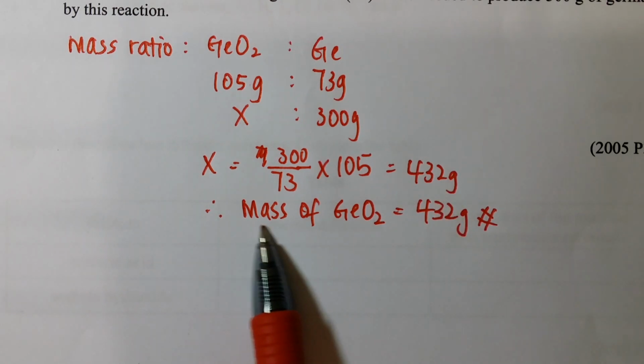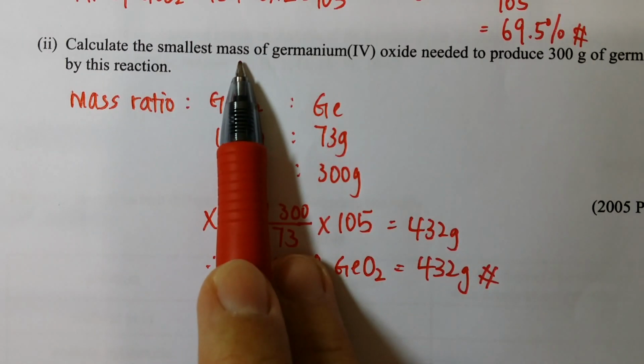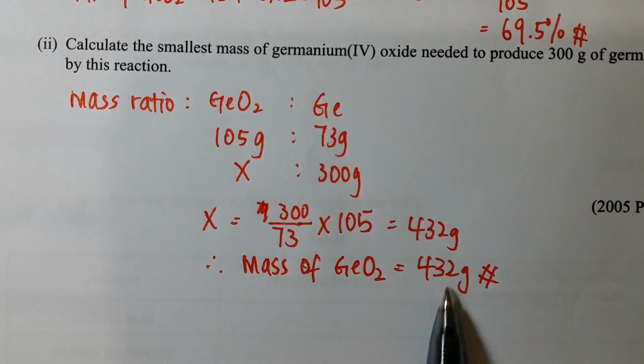Then write down, answer the question, because the question asks you mass of germanium 4 oxide. So equals to 432 gram. Remember, the final answer must be in 3SF.